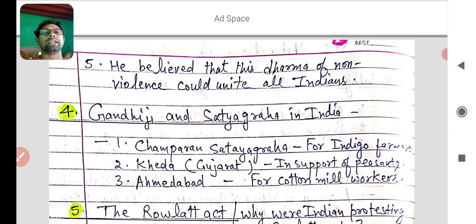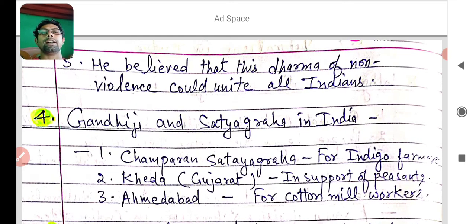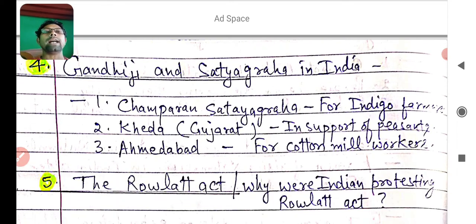Now, Gandhiji and satyagraha in India. Gandhiji started the satyagraha movement in Africa, you learned now. But Gandhiji also started some satyagrahas in India. What were they? First was Champaran Satyagraha.